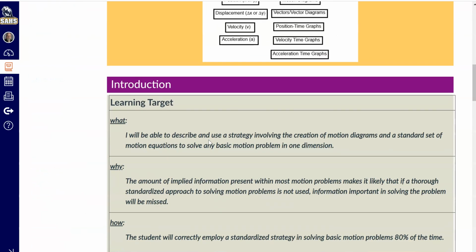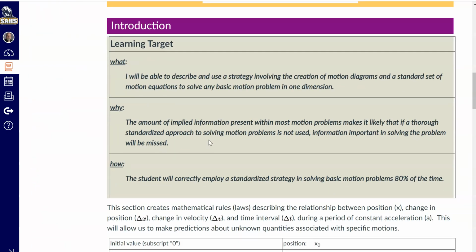First of all, the learning target. I will be able to describe and use a strategy involving the creation of motion diagrams and a standard set of motion equations to solve any basic motion problem in one dimension.